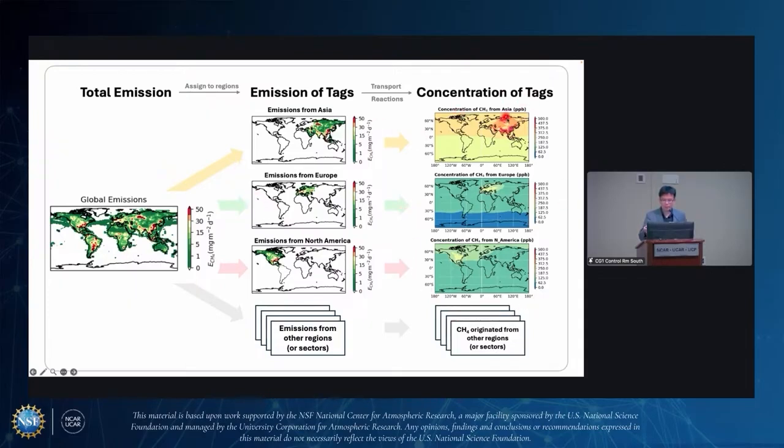Then the model reads in this emission data, and after transport and reactions, the model outputs the concentration of the tags on the right. So the first panel shows the concentration of methane from Asia, and the second one shows the concentration of methane because of the emission of Europe, and the third one shows North America.